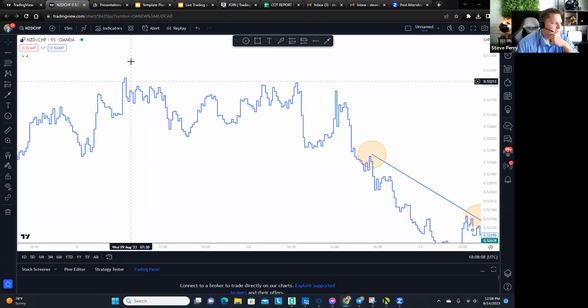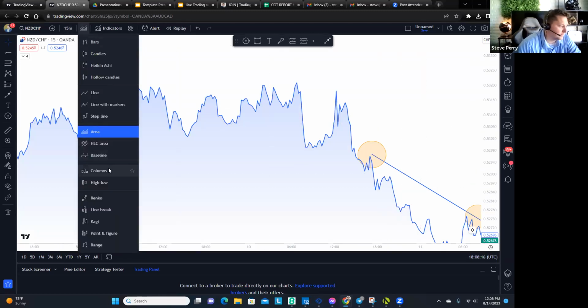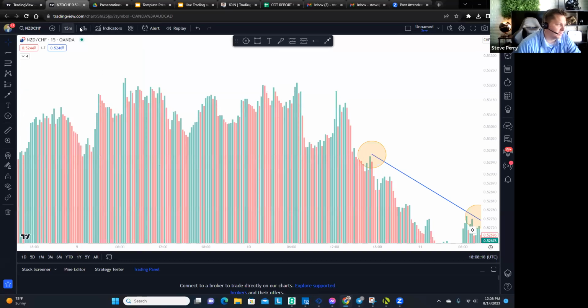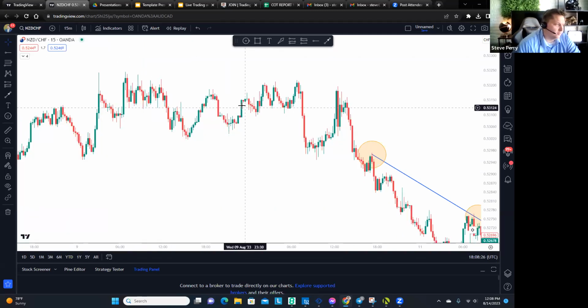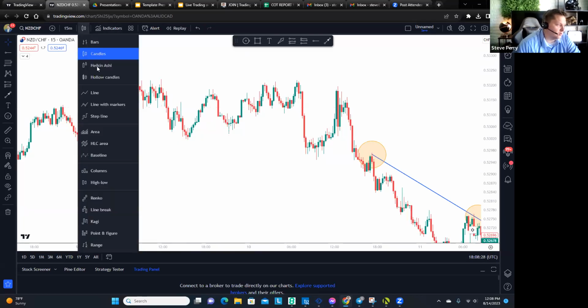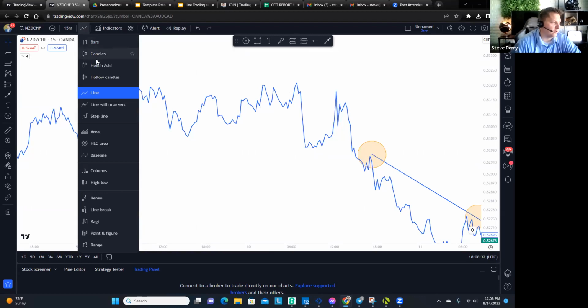And there are other different types. This is called a step line. You've got an area. Let's see, this is columns. Yeah, not really interested in that. So if I were you, I would do a candlestick chart, which is what I'd mostly do, or I would do a line chart, when you're viewing price action.